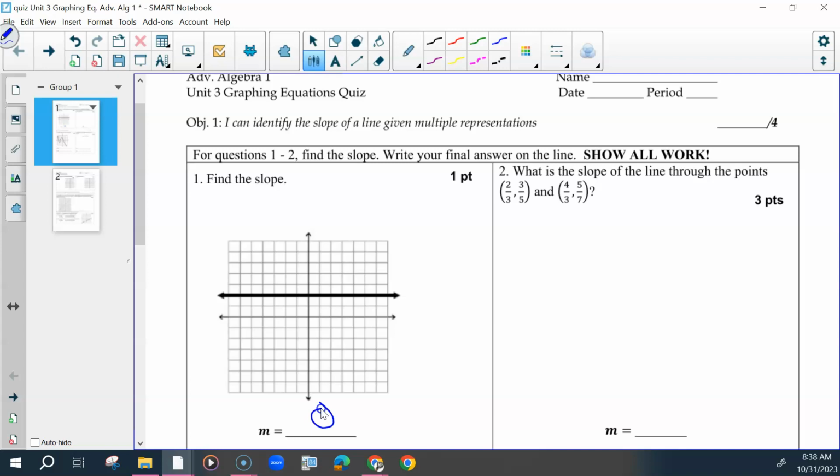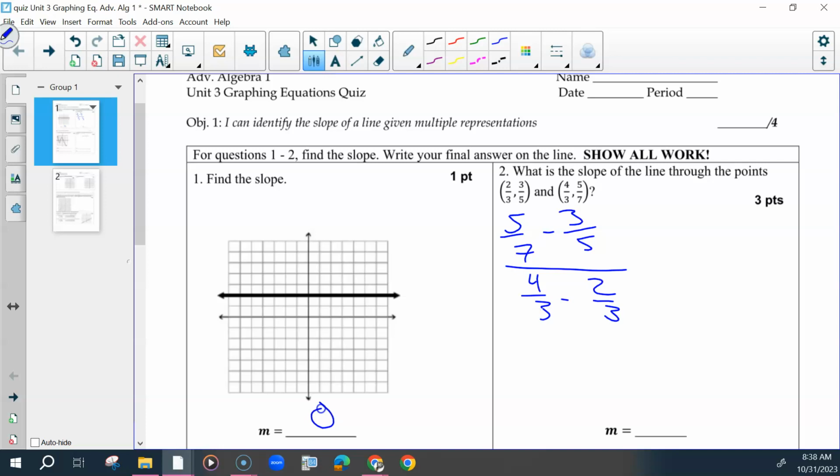There were some issues with this one. Most of us set this up correctly: 5/7 minus 3/5 over 4/3 minus 2/3. If you switch them, as long as you switch them both, that was fine. But if you switch just one set of them, then you ended up with a negative instead of a positive. So be careful there. Then you should have shown me how you got common denominators.